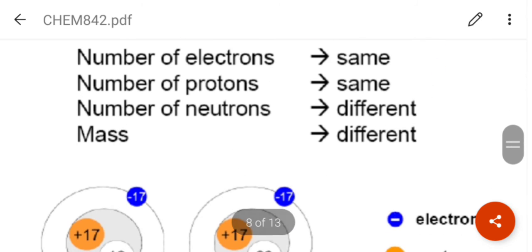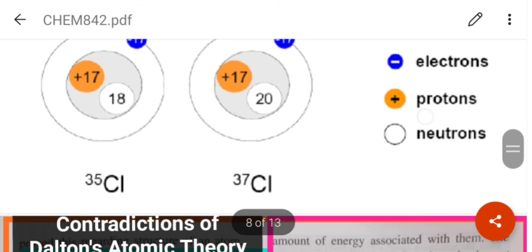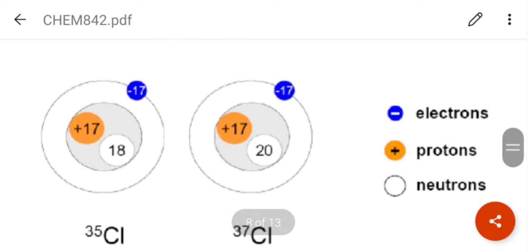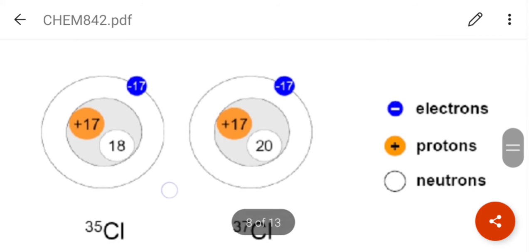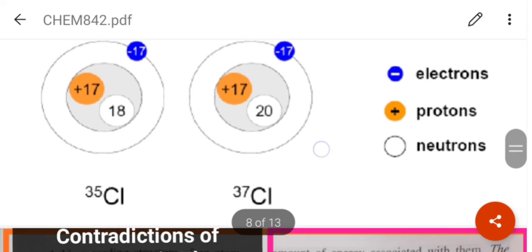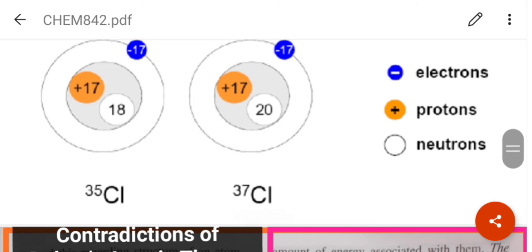Similarly, we will see the isotopes of chlorine. So 17 electrons, 17 protons, but in 35Cl17 there are 18 neutrons, and in 37Cl17 there are 20 neutrons.